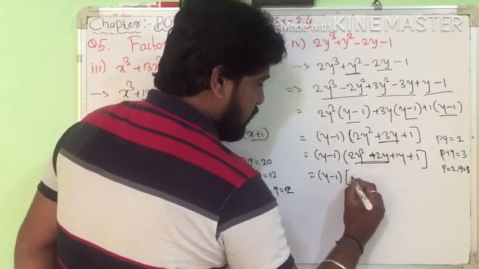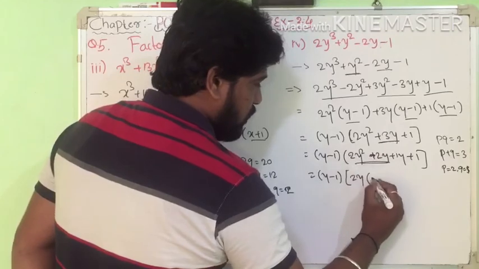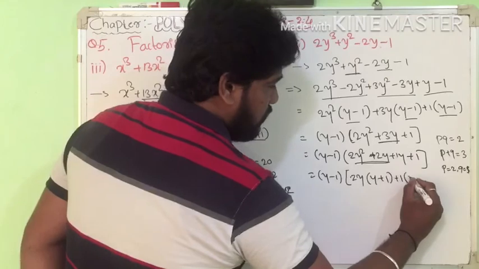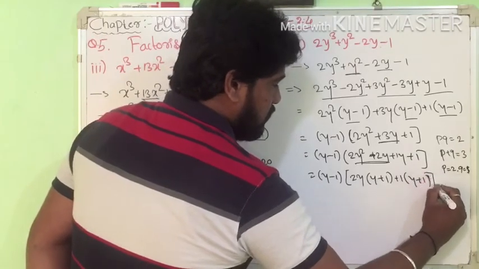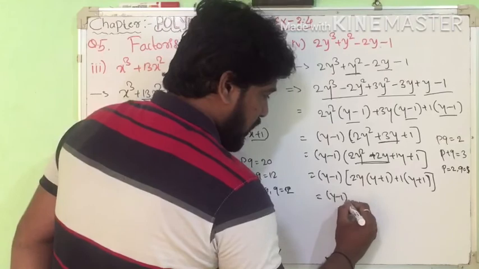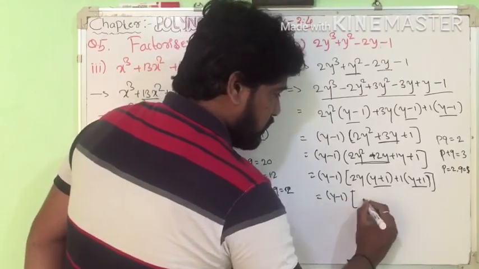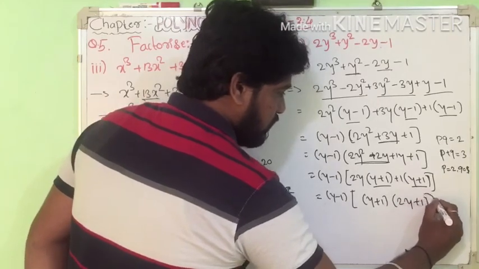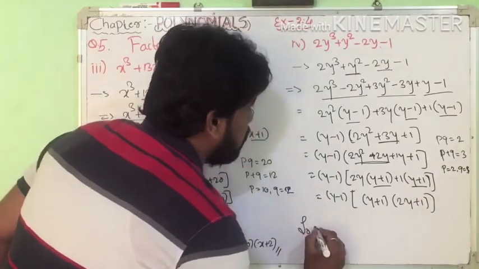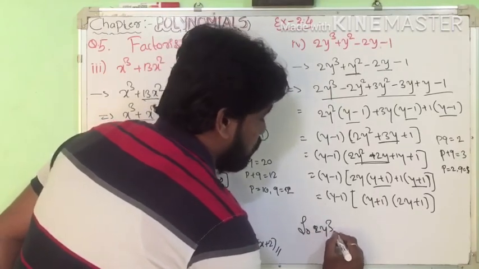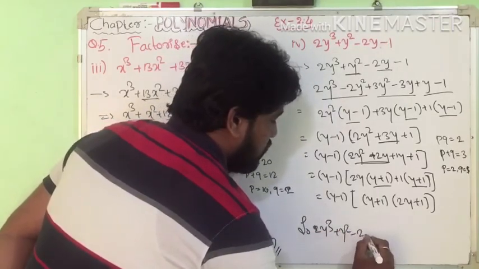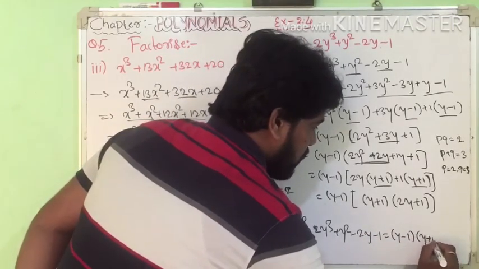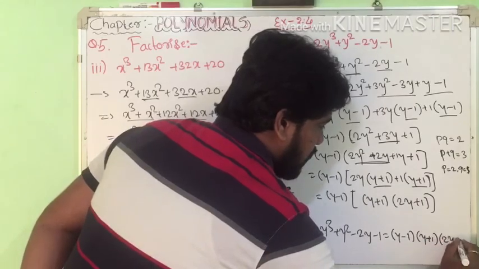So here y minus 1 as it is. So in these two I will take 2y common, remaining y plus 1. And here I will take common 1. So y plus 1. So here y minus 1 as it is. So y plus 1 is a common, remaining 2y plus 1. So 2y cube plus y square minus 2y minus 1 is equal to y minus 1, y plus 1, 2y plus 1.